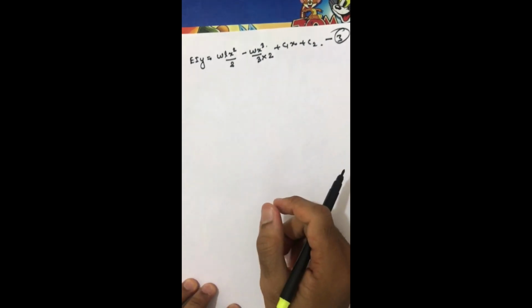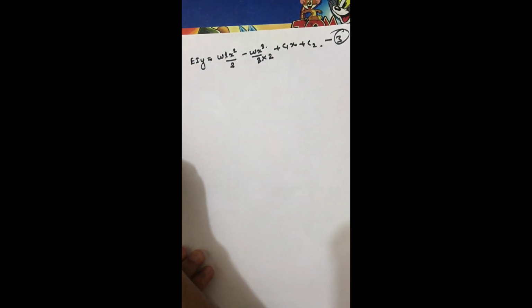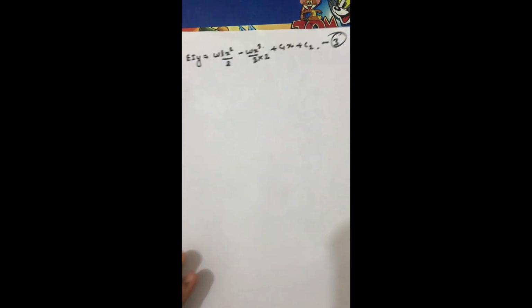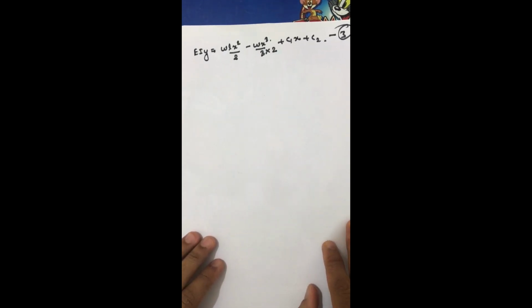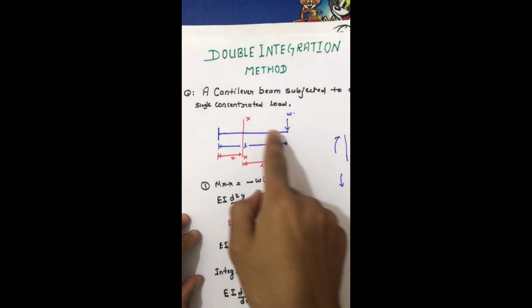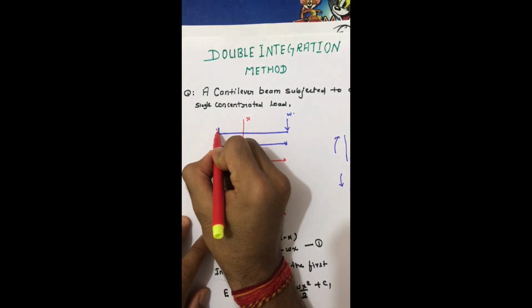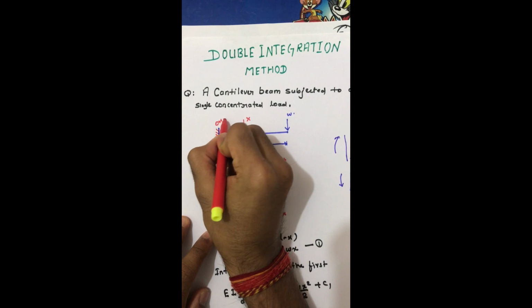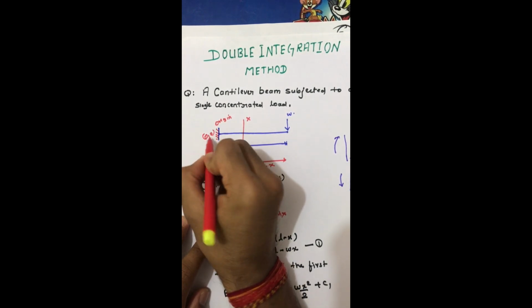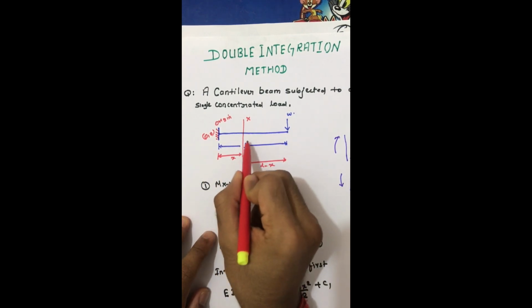Now we have equation number 1 and equation number 2. Our main aim is to find the values of c1 and c2. For that we have to determine the boundary conditions, and for that I am taking the reference figure. Let us suppose we are taking this as the origin, then it will be 0, 0, and the total length of the beam is L.